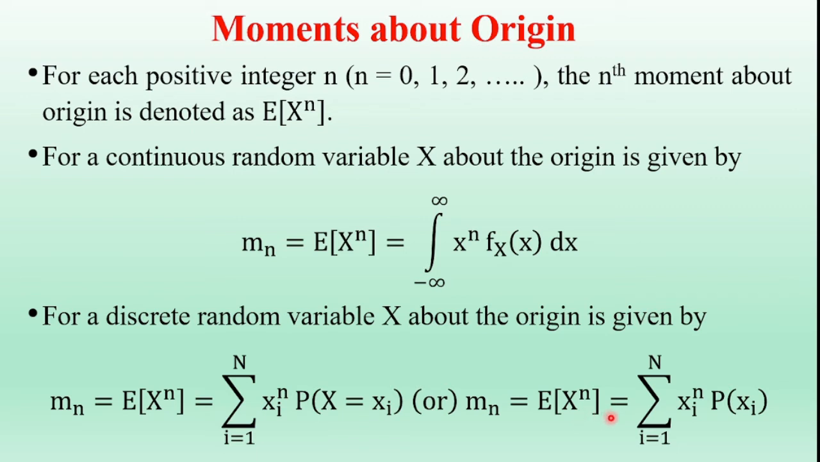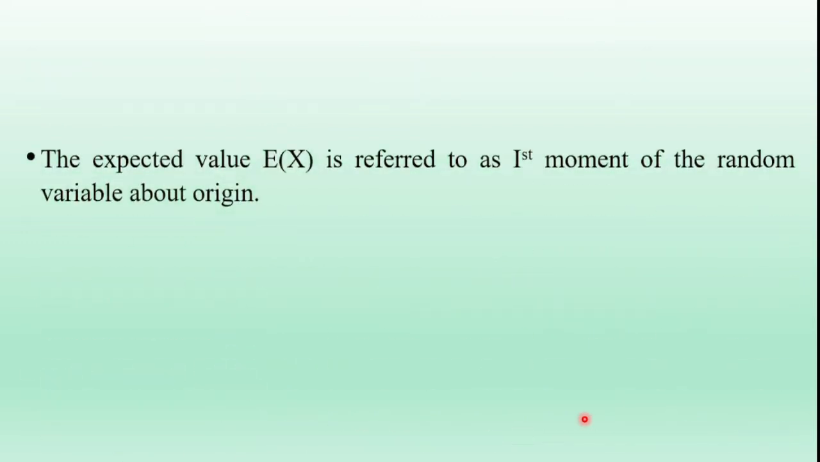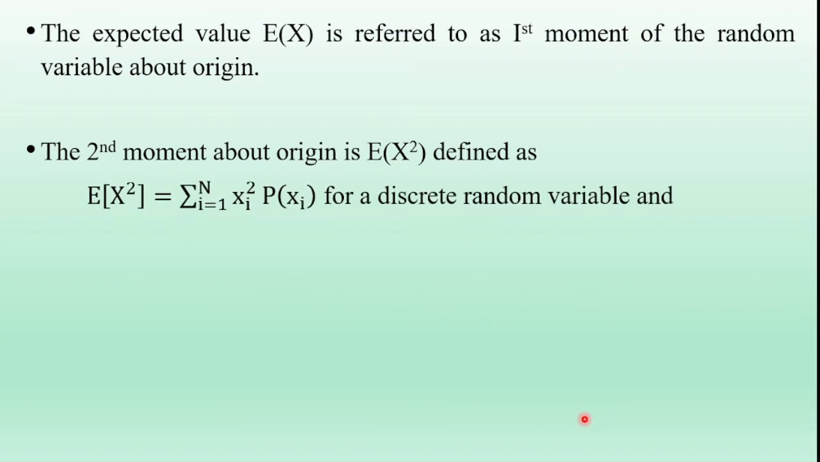Expectation of X square is equal to sigma i equal to 1 to n, xi square into p of xi. So expectation of X square is equal to m suffix 2. So m suffix 2, or expectation of X square, is called the second moment about the origin, and expectation of X square is also called the mean square value of the random variable. And this is the equation for the discrete case second moment about the origin.